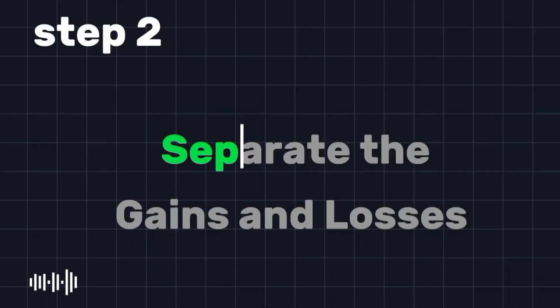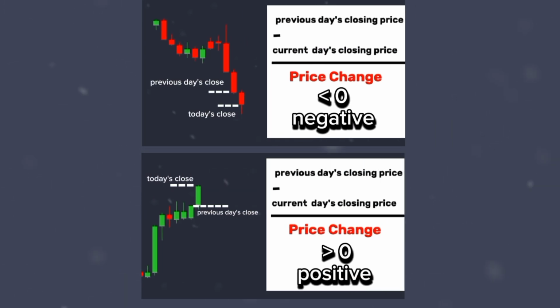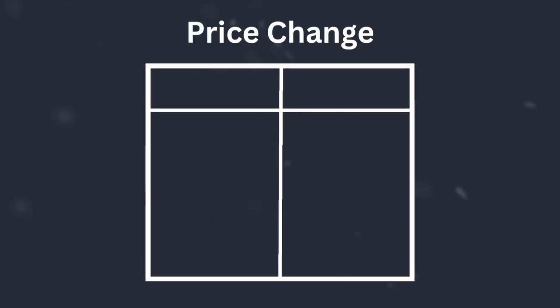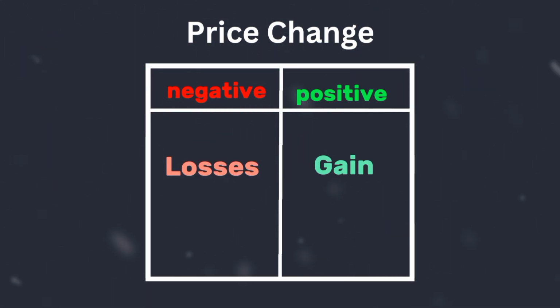Step 2. Separate the gains and losses. Now, separate the gains and the losses. For example, if today's price change is negative, count it as a loss. And if today's price change is positive, count it as a gain.